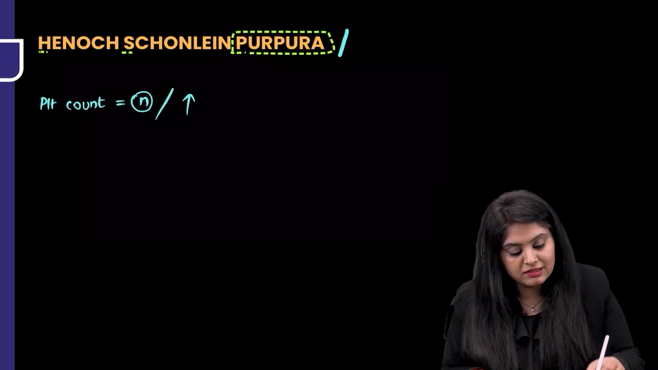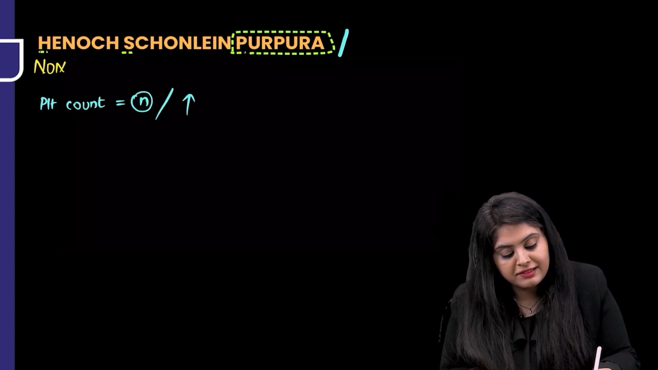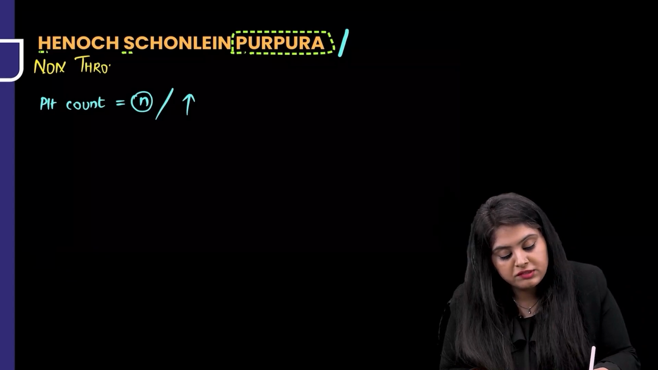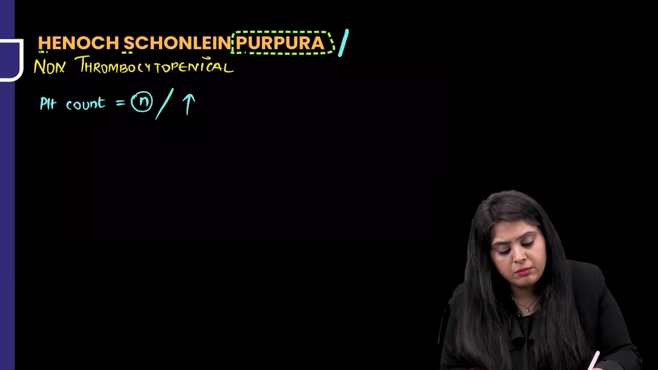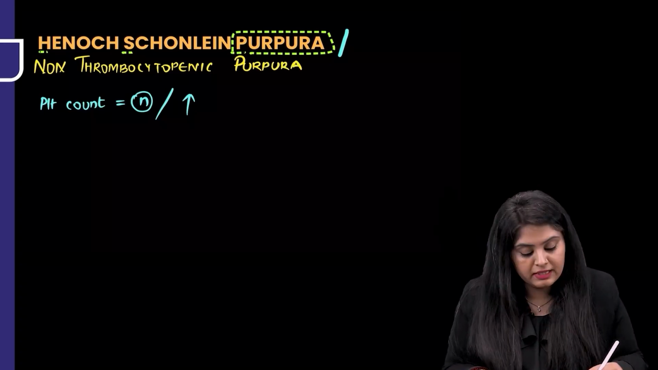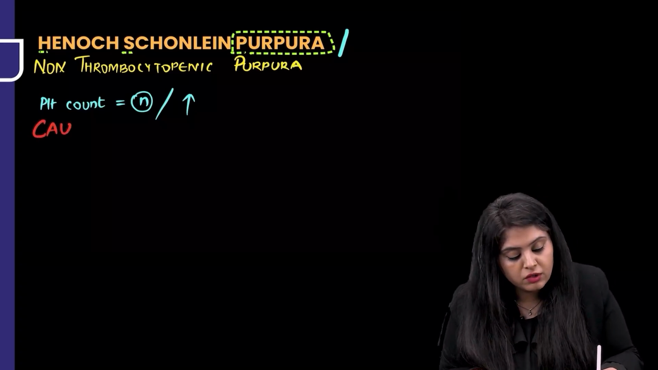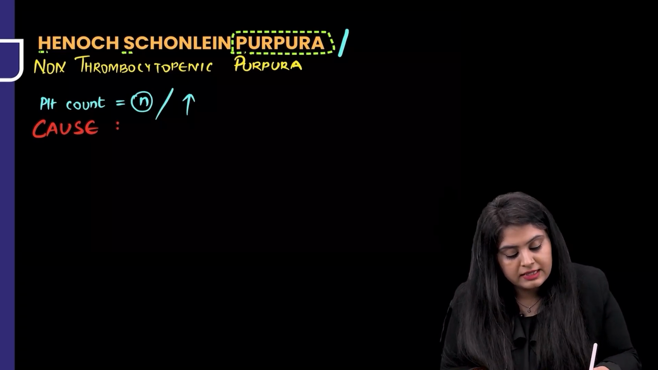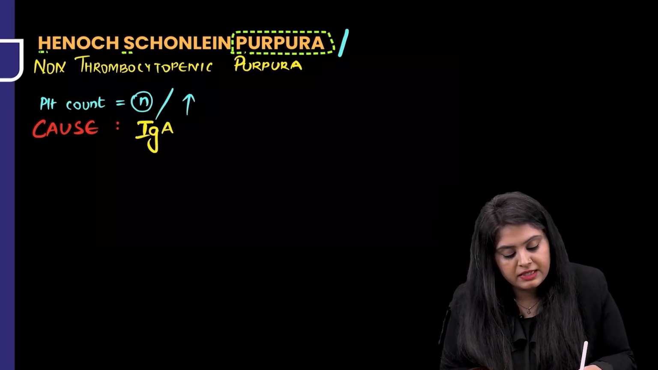So the point is that this is known as a non-thrombocytopenic purpura. It has nothing to do with the low platelet count. Non-thrombocytopenic purpura. And let me tell you one more thing, that if it's not because of platelet, then what is it because of? What is the cause? It is an antibody that is known as IgA. It is IgA mediated.